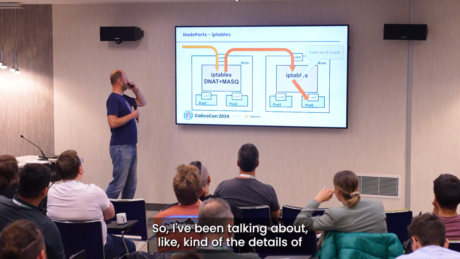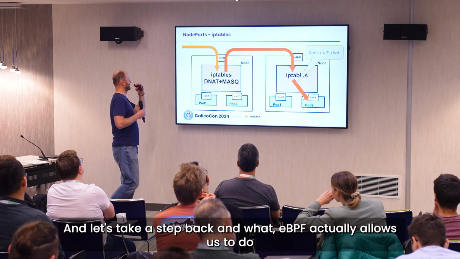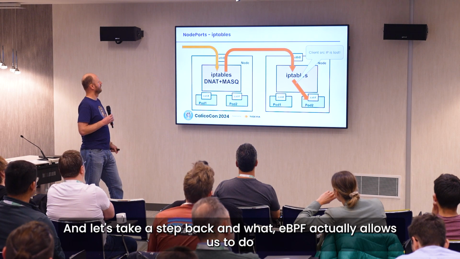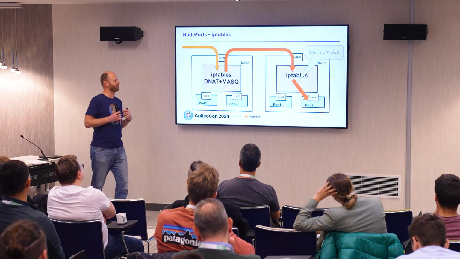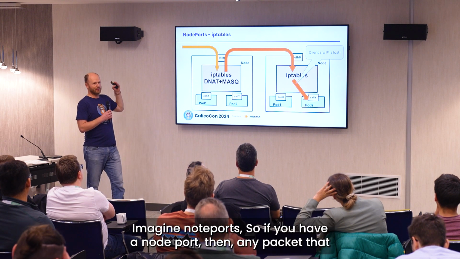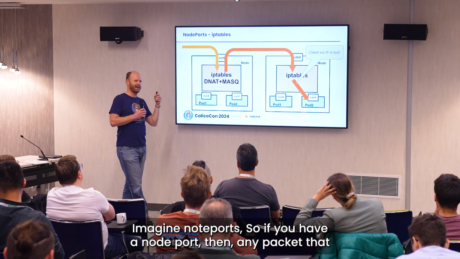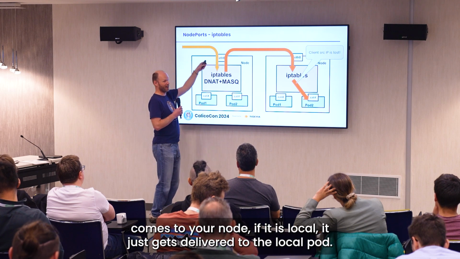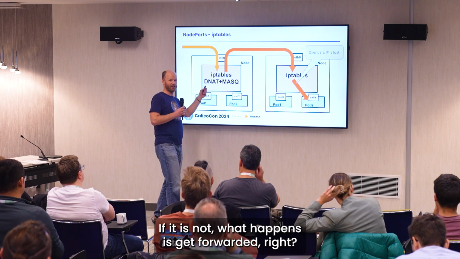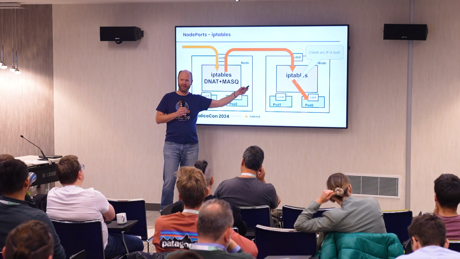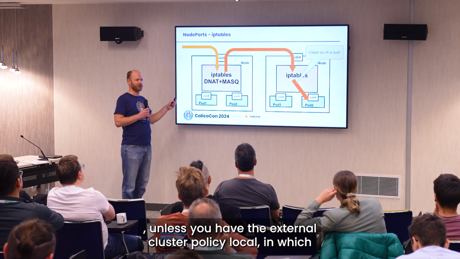So I've been talking about the details of how we implement the policy. Let's take a step back and look at what eBPF actually allows us to do differently, except performance. Imagine node ports. If you have a node port, then any packet that comes to your node, if it is local, just gets delivered to the local pod. If it is not, what happens is it gets forwarded, right? Unless you have the external traffic policy local, in which case it would get dropped.